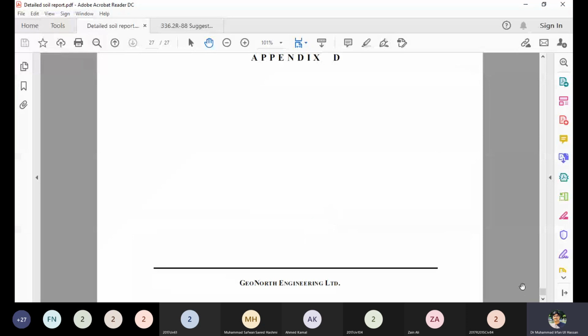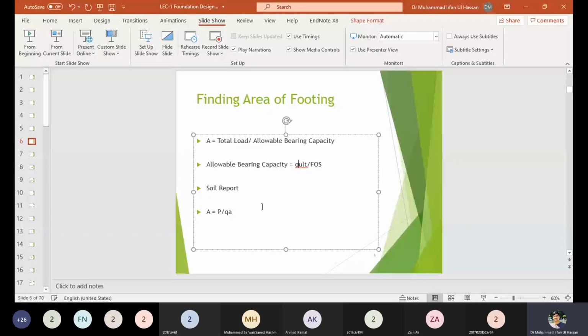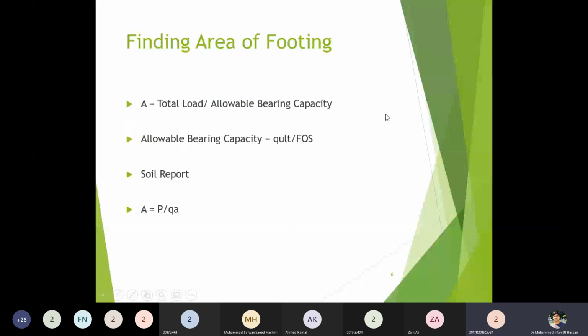So this was the soil report. Coming back to the lecture. The Q ultimate over factor of safety is where the factor of safety is applied. Can you see the screen now? Yes, sir.